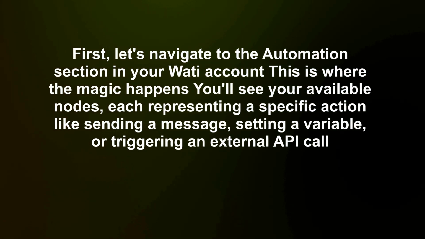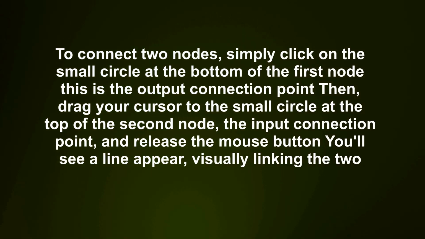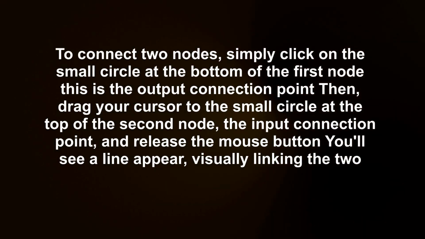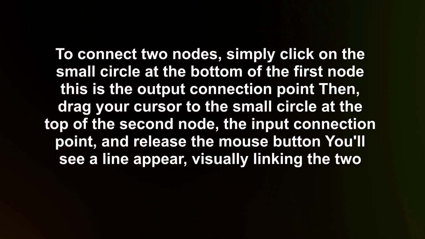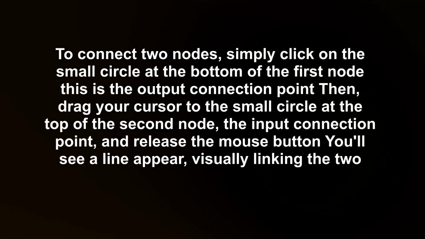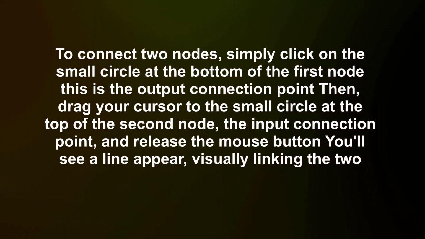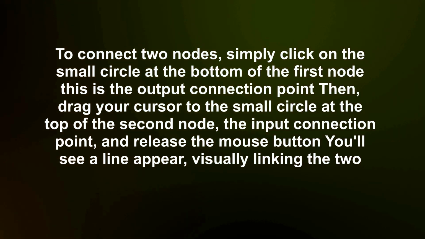external API call. To connect two nodes, simply click on the small circle at the bottom of the first node. This is the output connection point. Then, drag your cursor to the small circle at the top of the second node, the input connection point, and release the mouse button. You'll see a line appear, visually linking the two.